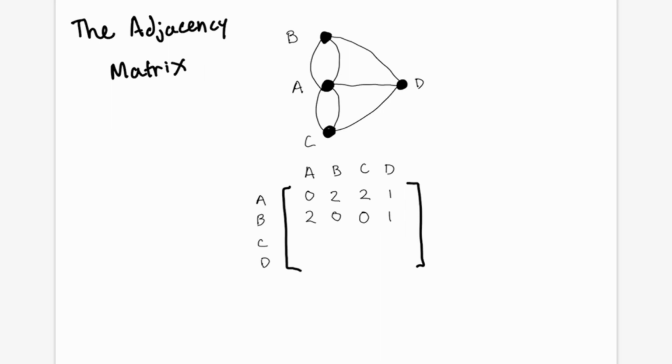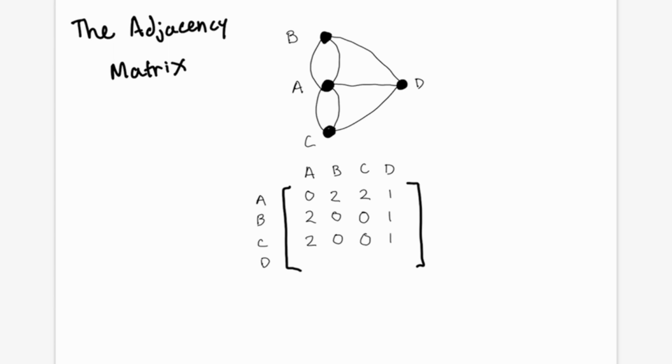There are 2 edges connecting C to A, so we'll put a 2 in the first column. There are no edges connecting C to B, so we'll put a 0 in the second column. There aren't any edges connecting C to itself, so we'll put a 0 in the third column. And there's 1 edge connecting C to D, so we'll put a 1 in the last column.